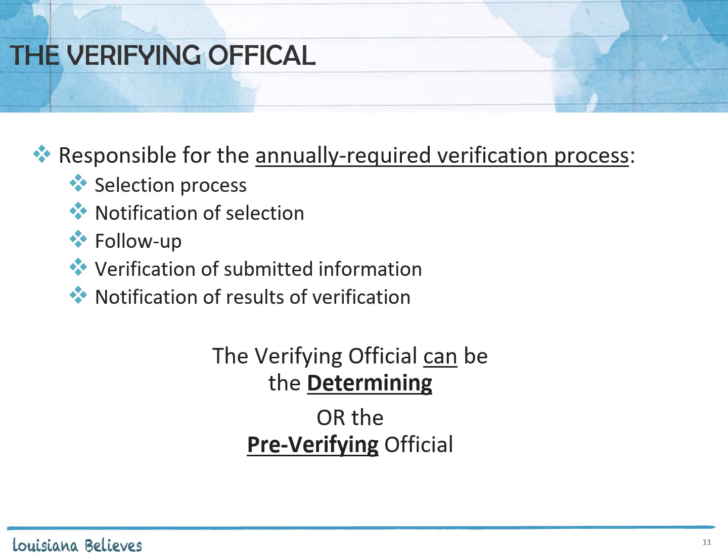The next type of collection official is the verifying official. This person will be responsible for the overall verification process from October 1st through November 15th. This person will be responsible for the selection process, notifying households of selection, following up with households, reviewing all documentation submitted by households, and notifying households of the results of verification. Please note that the verifying official can be the determining official or the pre-verifying official. Only the determining and pre-verifying officials cannot be the same person.